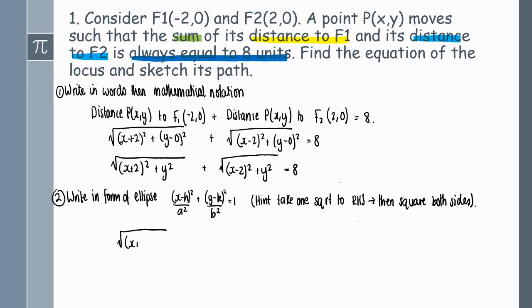So I'm going to leave the (x plus 2) all squared plus y squared on the left, and I'm going to take the square root of (x minus 2) squared plus y squared. I'm going to take all of that over to the right-hand side just by subtracting it. Now we square it.